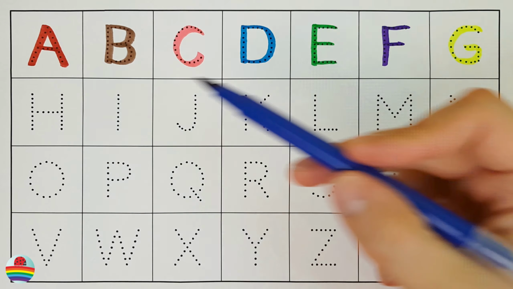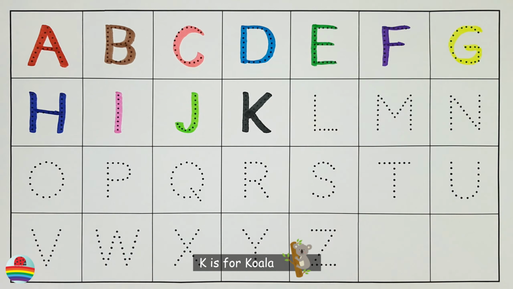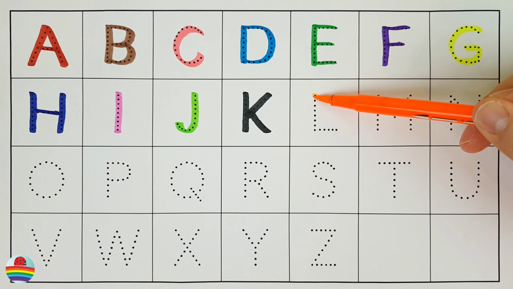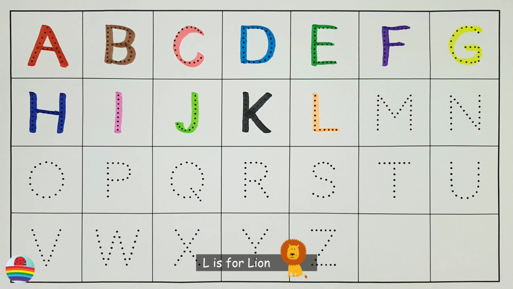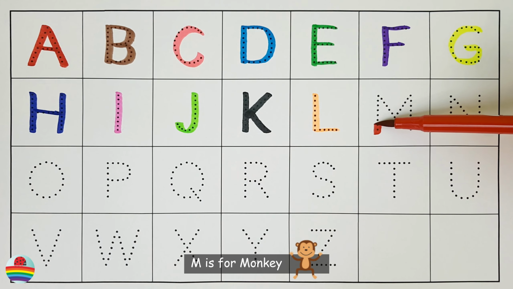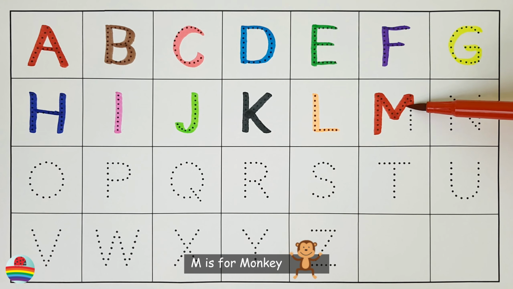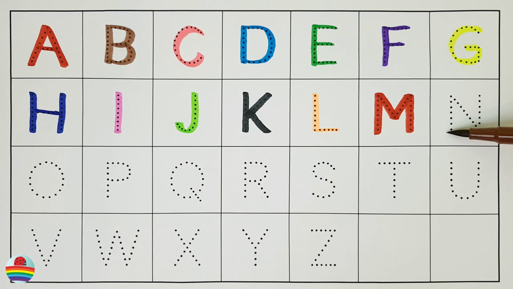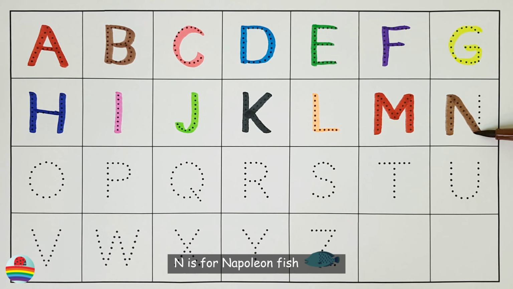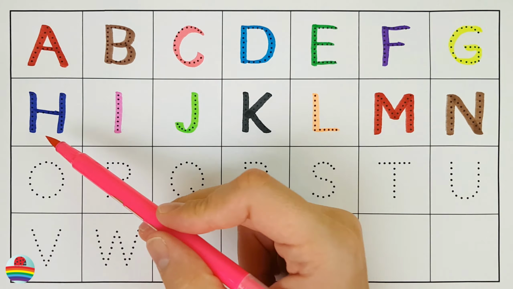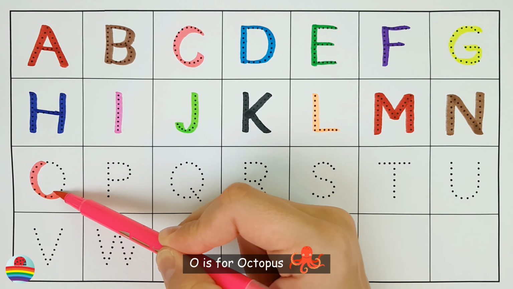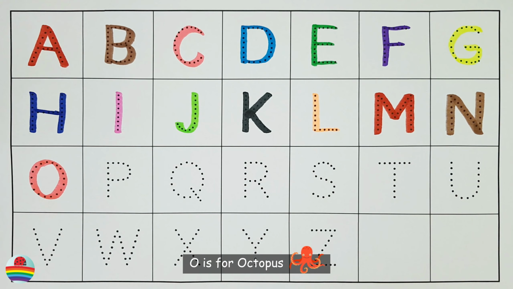K. K is for koala. L. L is for lion. M. M is for monkey. N. N is for Napoleon fish. O. O is for octopus.